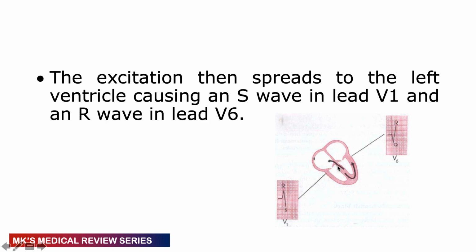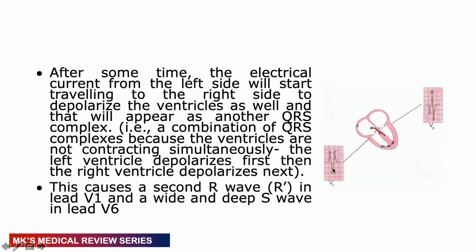because the right side has been blocked. So the right side cannot receive the impulse from the left bundle branch. If it cannot receive the impulse from the left bundle branch, it will take some time for this impulse to actually reach the right ventricle, such that there will be an impulse that comes from the left ventricle traveling towards the right ventricle.